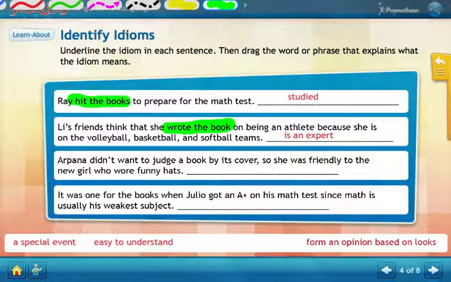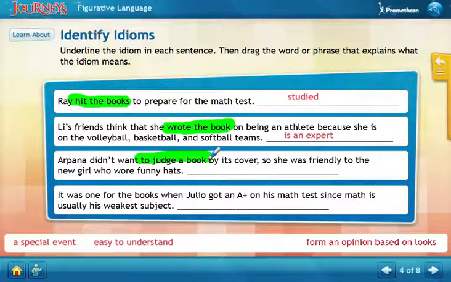"Arpana didn't want to judge a book by its cover, so she was friendly to the new girl who wore funny hats." The idiom here is "to judge a book by its cover." What does that mean?